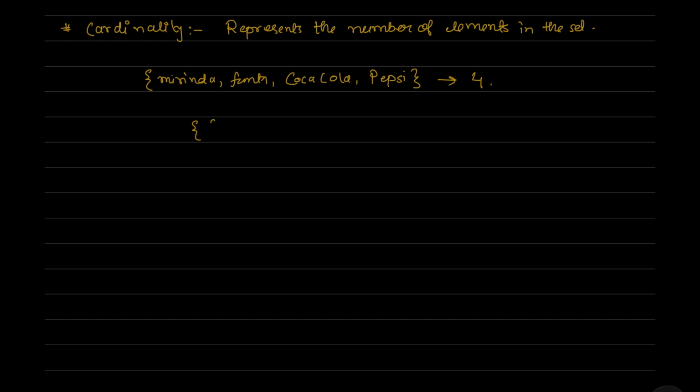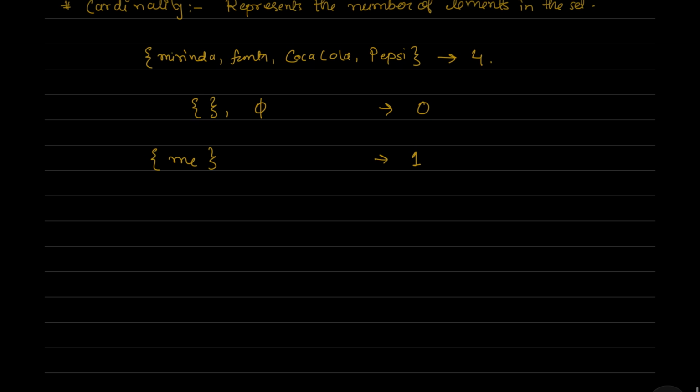Similarly, if I have an empty set, the cardinality will be 0. Similarly, if I have a singleton set which contains only one element, the cardinality will be 1. Alright, this is a very simple topic. Cardinality is basically the number of elements in the set. The next topic that I want to focus on, and it's pretty important, is countable and uncountable sets.